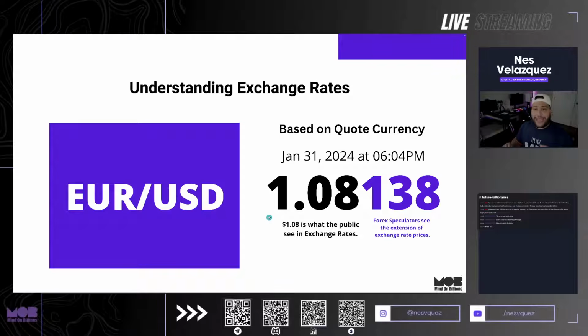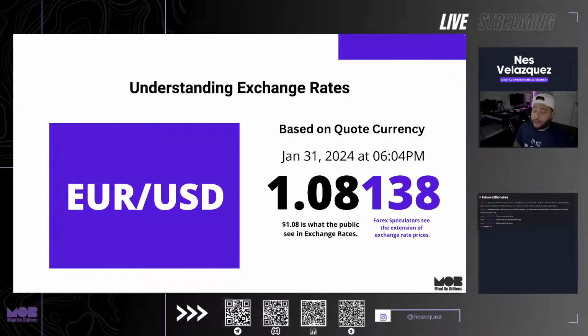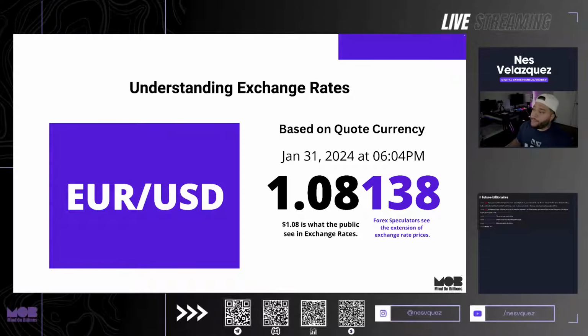1.08138. Now, what the average person like you and me sees as consumers when we're looking at an item that we're ready to buy is the surface price, $1.08, basically. However, in the Forex market, the numbers are extended much more, beyond the pennies and into the micro pennies and into the pips and baby pips, and so forth. So let me show you what I mean.